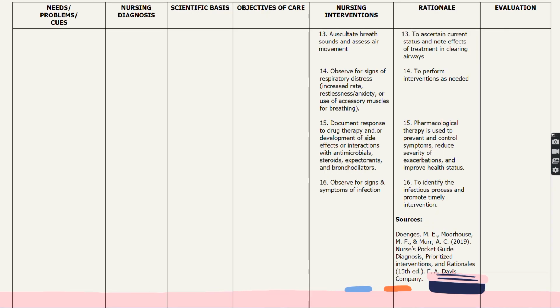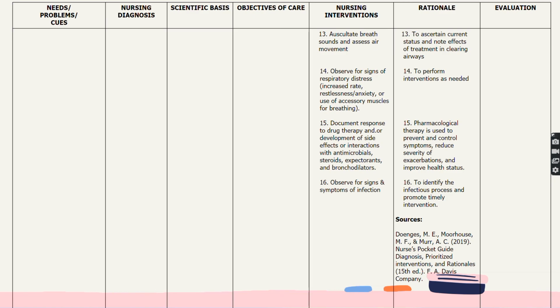Continue. We auscultate breath sounds and assess air movement to ascertain current status and note effects of treatment in clearing airways. Then observe for signs of respiratory distress such as an increased rate, restlessness, anxiety, or use of accessory muscles for breathing. This is to perform interventions as needed. Then document response to drug therapy or development of side effects or interactions with antimicrobials, steroids, expectorants, and bronchodilators. Pharmacologic therapy is used to prevent and control symptoms, reduce severity of exacerbations, and improve health status.